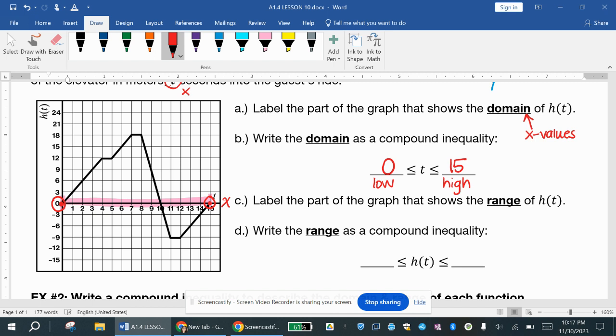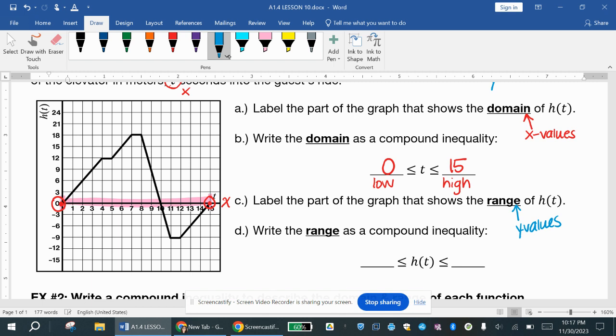All right, next, label the part of the graph that shows the range. So the range has to do with the y values. Now I'm going to be looking at how high and how low it goes, but you always want to look lowest to highest.